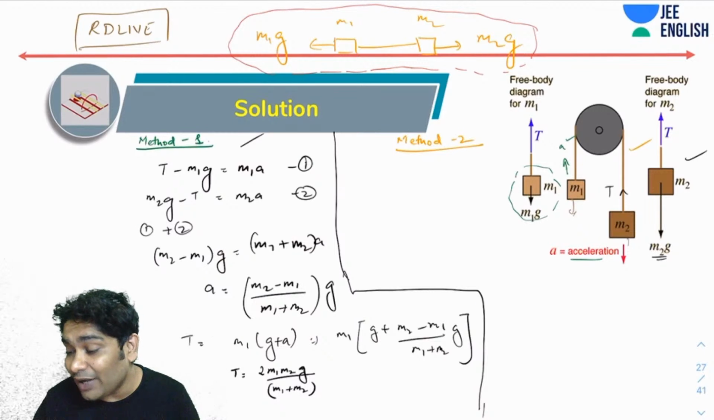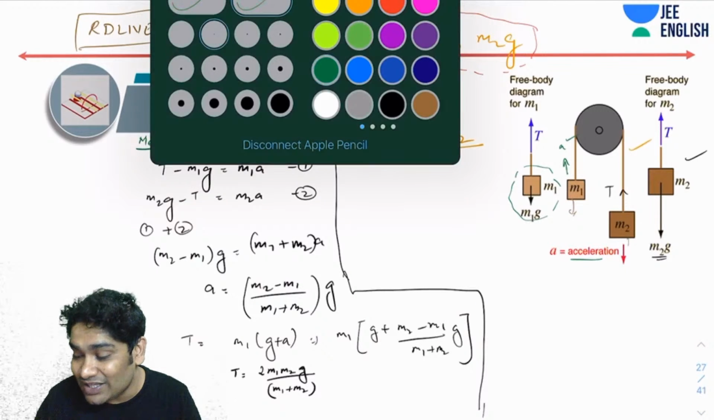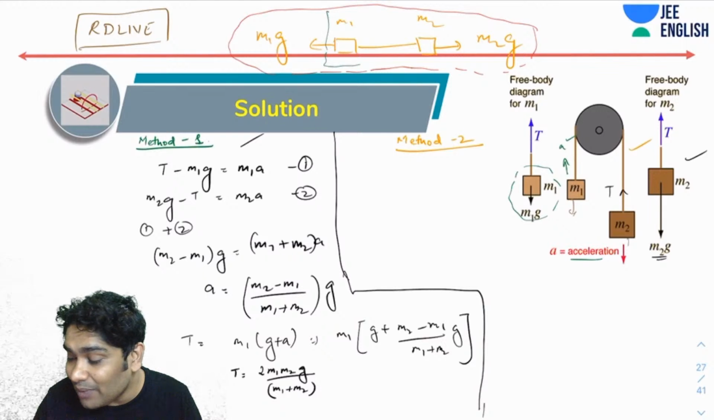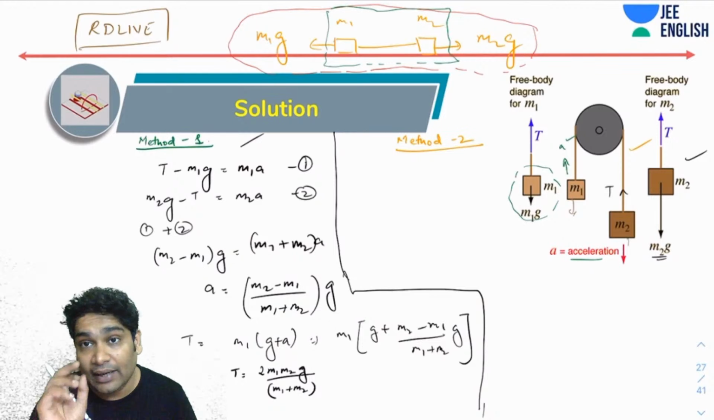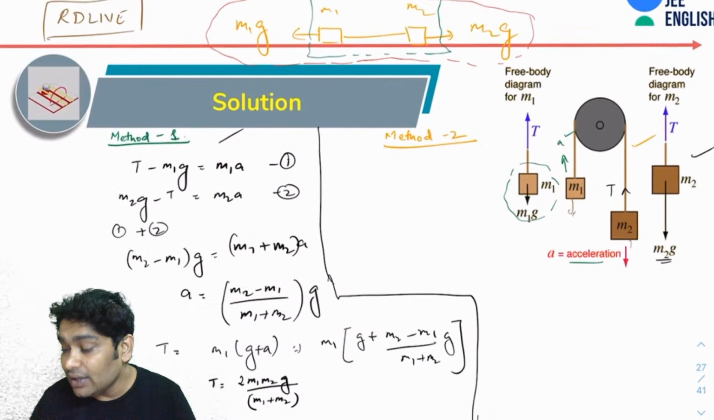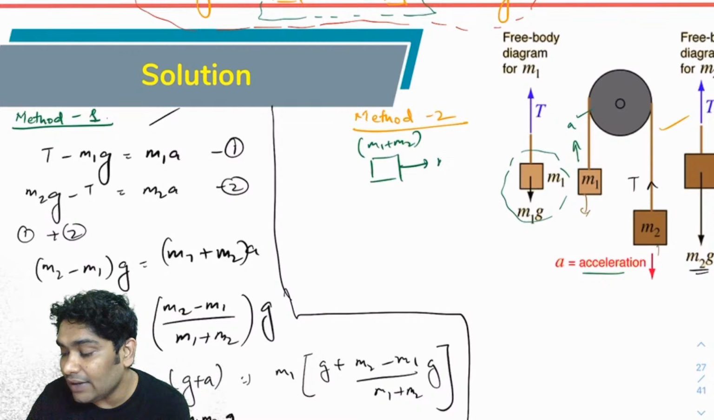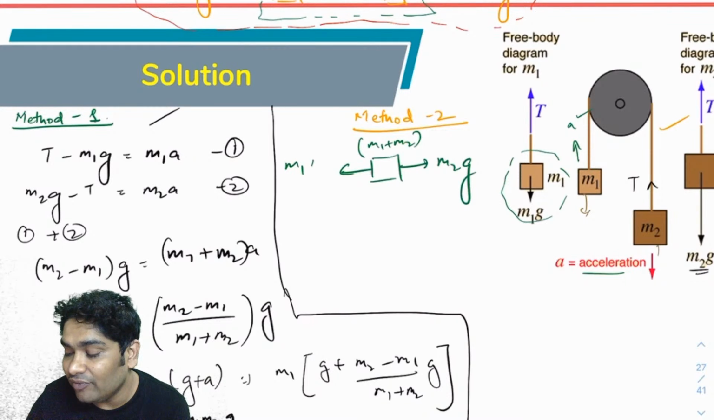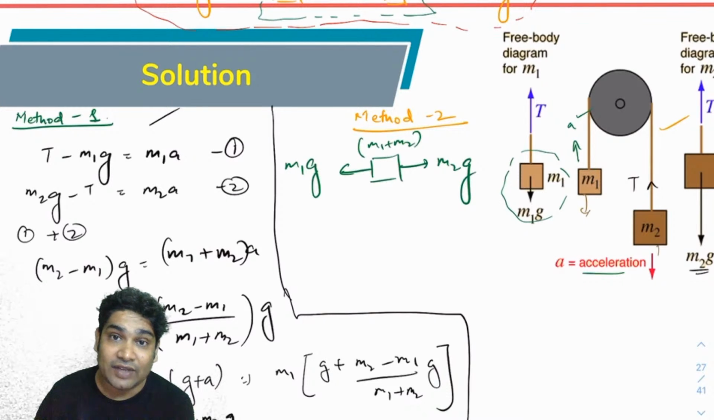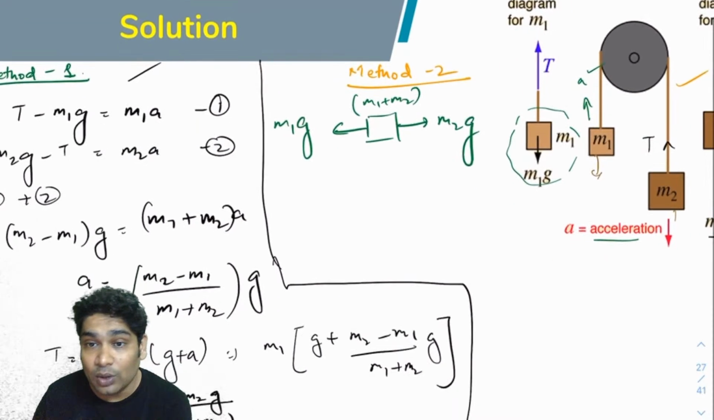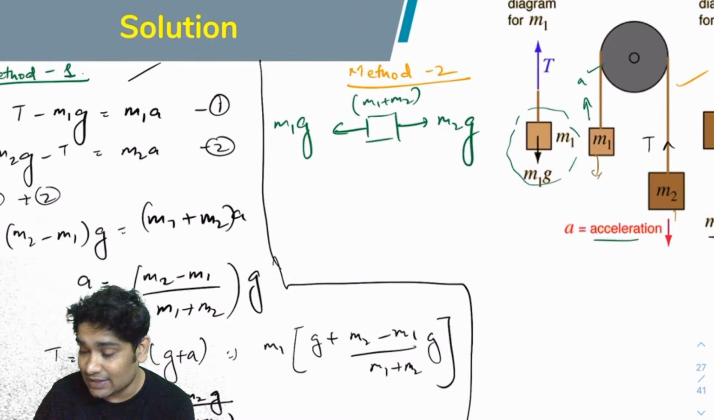Now I know I can take both the masses as one system. Why? Because both my masses are going to move with the single acceleration. If I take both of them as one system, then I will have an FBD where I have this M1 plus M2 mass. On one side it is being pulled with M2G, and on the other side it is being pulled by M1G. Now you realize it is very simple to find the A. You can do it in a single step.